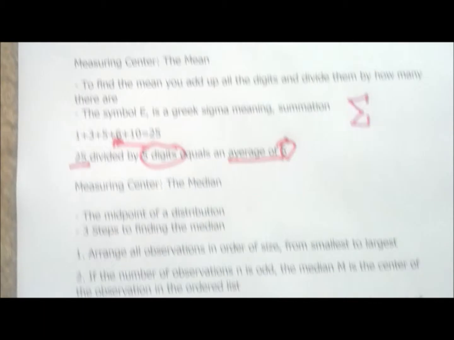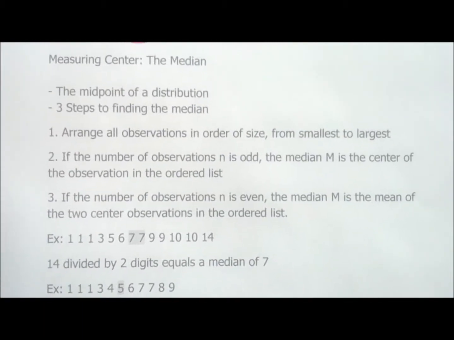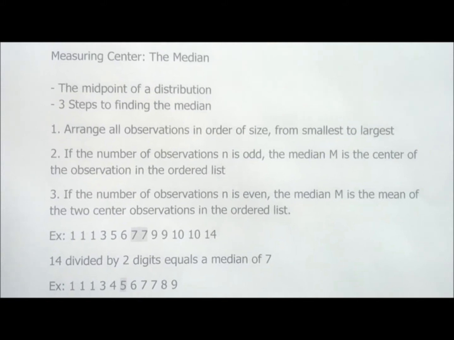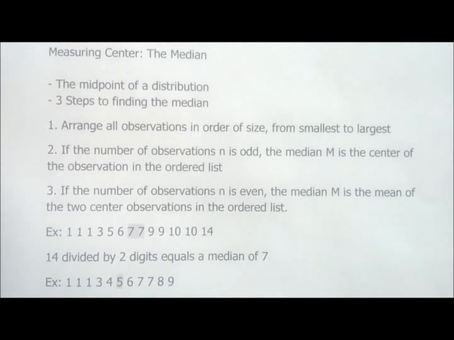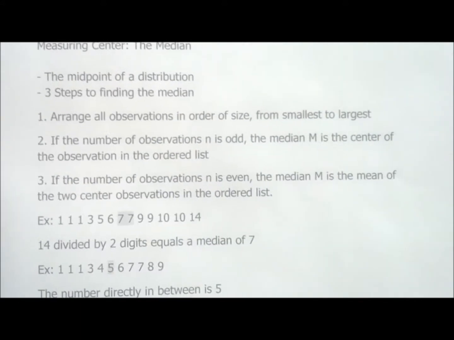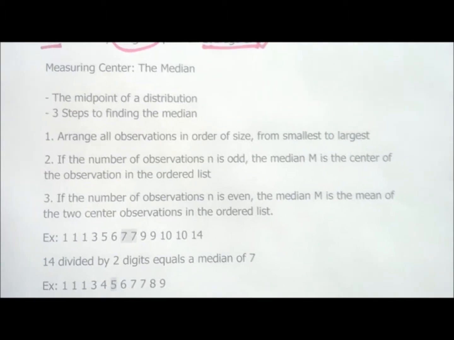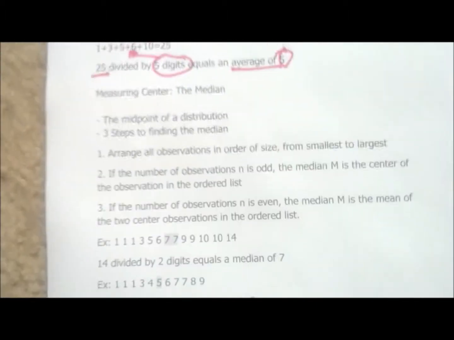Now next we have another way of doing this, which is the median, which is when you find the midpoint of a set of distributions. There's 3 steps to finding this. You arrange all the numbers in order of size, from smallest to largest. If the number is odd, the median is the center one on the ordered list. What does this exactly mean in human terms?